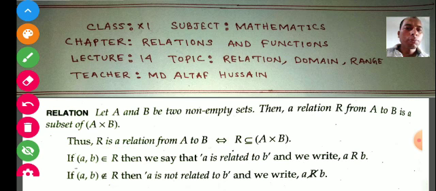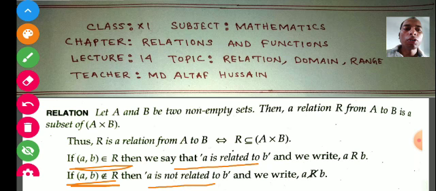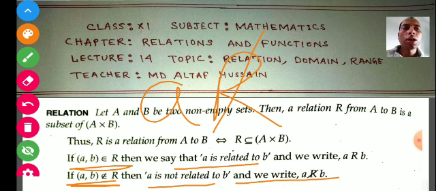If (a, b) belongs to the relation R, then we can say A is related to B, and we write a R b. If (a, b) does not belong to R, then we can say A is not related to B, and we write a R b with a line cancelling the R. So this R we have to cross with a line.